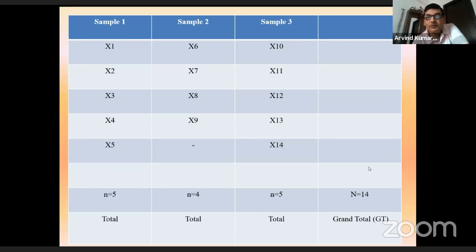Then we actually need capital N. Capital N is the total number of individuals considered. The total number of individuals considered in this particular case is shown as 14, because sample 1 contains 5 individuals or 5 cases or 5 variables, sample 2 contains 4 variables, and sample 3 contains 5 variables. So this way the total becomes 14. In ANOVA, we need the grand total also. So the grand total means the total of all these 14 variables. That is referred to as the grand total.